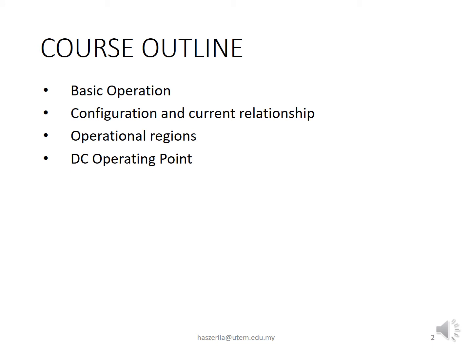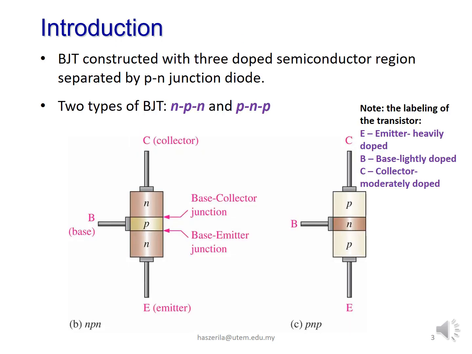The course outline for this lecture is the basic operation of the BJT, the configuration and the current relationship, the operational regions for the BJT, and the last part is the DC operating point.